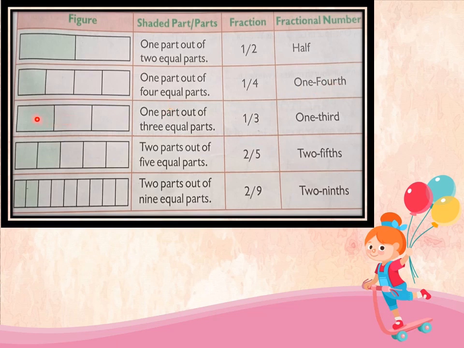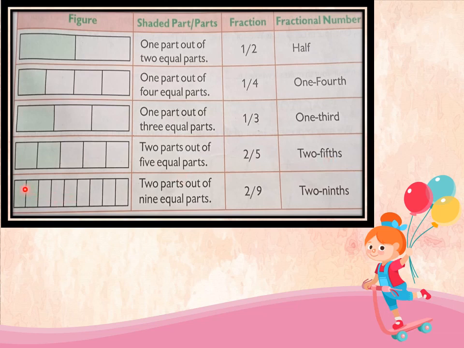Number third, how many equal parts are there? 1, 2, 3. How many parts are shaded? 1. So 1 part out of 3 equal parts. In fraction we write 1 upon 3, fractional number 1/3. Next one, how many parts are there? 1, 2, 3, 4, 5. How many parts are shaded? 1, 2. So 2 parts out of 5 equal parts. In fraction 2 upon 5, in fractional number 2/5.